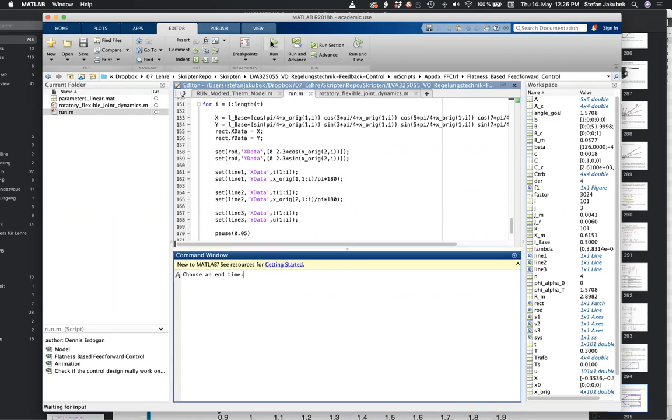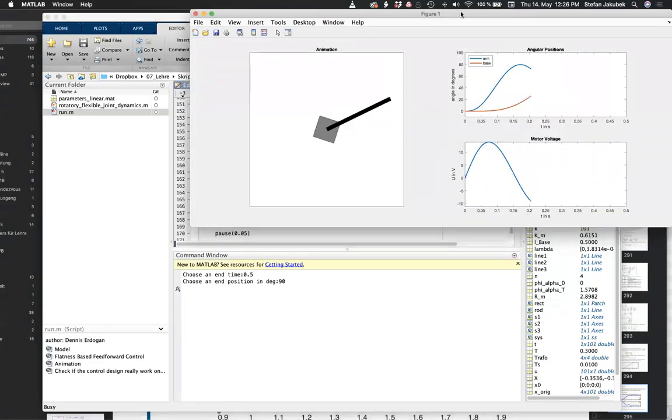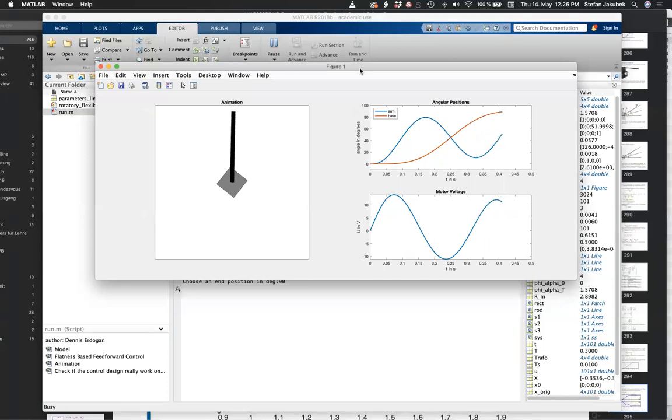So I'm just starting this. So we choose the end time, which was 0.5 seconds. Okay, 90 degrees. This is what we wanted to have. And now there is a slow mode. Can you see this nice? Can you see this well? Yes. Okay, I'm going to run it again for you.